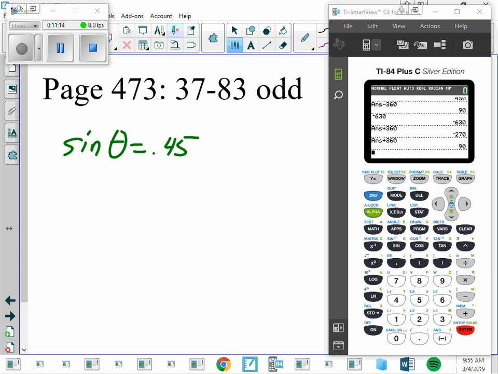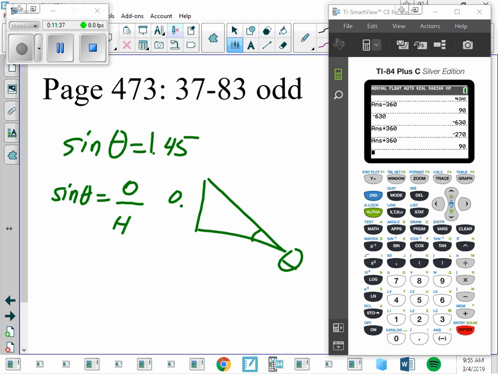Well, what if I change it to say that? Can the sine of theta equal 1.45? Well, the sine of theta is equal to opposite over hypotenuse. What is wrong with this? It's bigger than 1. Can the sine of an angle equal 1.45 divided by 1?